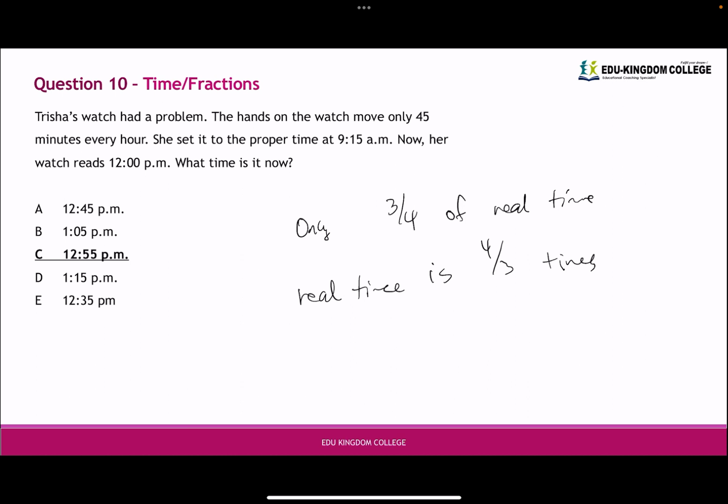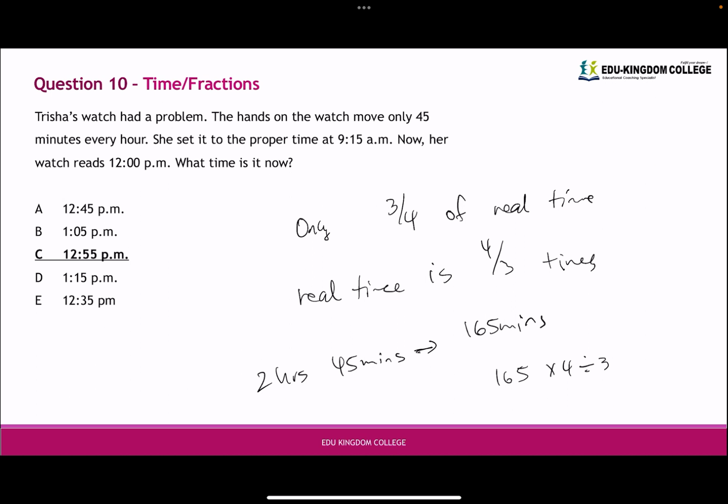So if we calculate how much time has passed on her watch, it's 2 hours and 45 minutes. Or if we convert that to minutes, it's 165 minutes. The real time that's passed is 4/3 times greater than that. So we're going to multiply it by 4/3, or if you want to expand it out, it's times 4 divided by 3. So 165 times 4 divided by 3. Now we want to do the divide first. We want to have a small number and then multiply it, rather than multiply it first and get a massive number that becomes harder to divide.